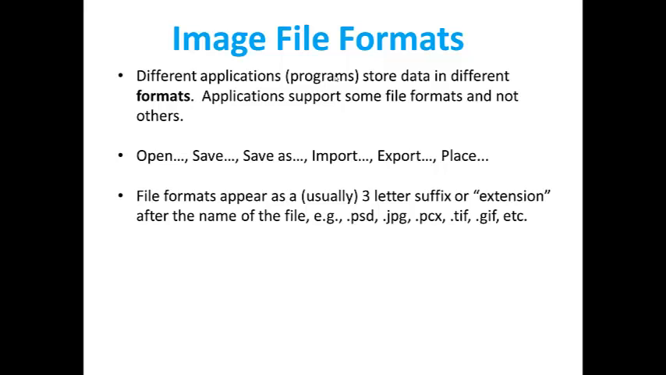For example, in Microsoft Windows, there is the Paint software. That is an image processing software used by Windows. You see there are many options: save as JPEG, save as PCX, save as TIFF, save as GIF, and so on. In fact, if you find image files, generally they end with a three-letter suffix or extension after the name of the file. For example, .psd, .jpg, .pcx, .tif, .gif, and so on. This kind of suffix means different image file formats.